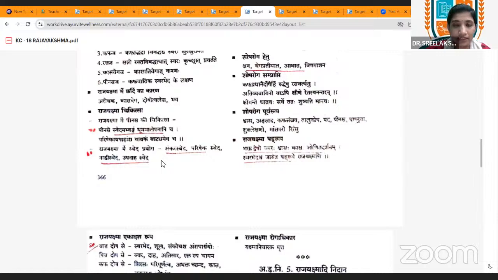Okay. And Talisadi Churnam. Commonly we use the Talisadi Churnam for Mudha Vatanulomanam. So it is indicated for Mudha Vatanulomanam. Talisadi Churnam is indicated in Rajayakshma Chikitsa, and Sitopaladi Churnam, which is mainly mentioned for Svedyam. Okay, Svedyam, Sitopaladi Churnam, and Shatpala Ghritam.